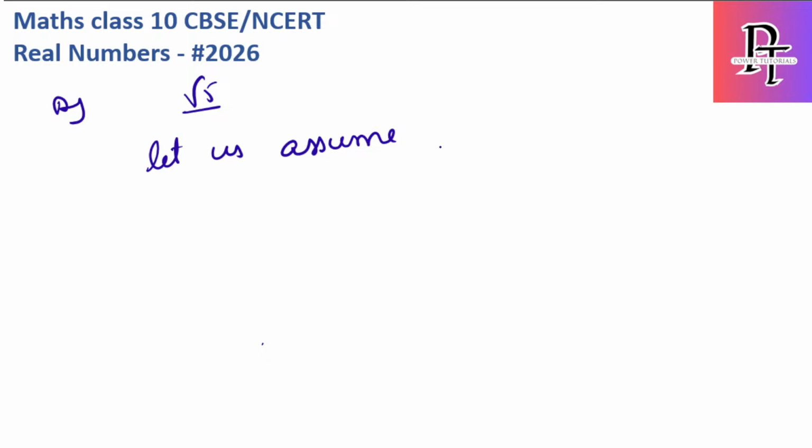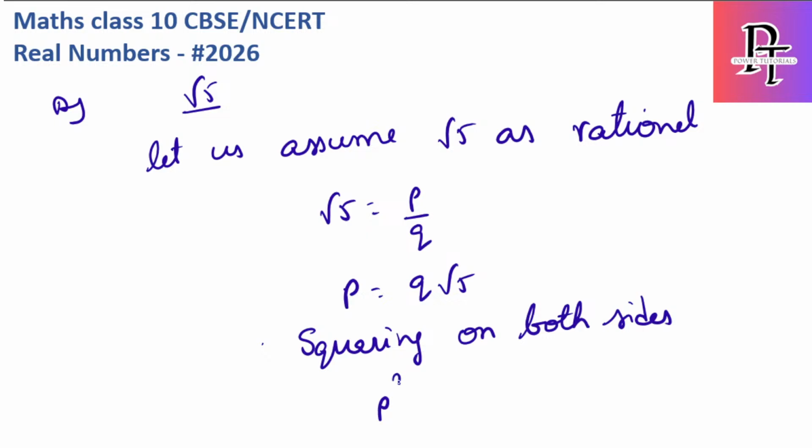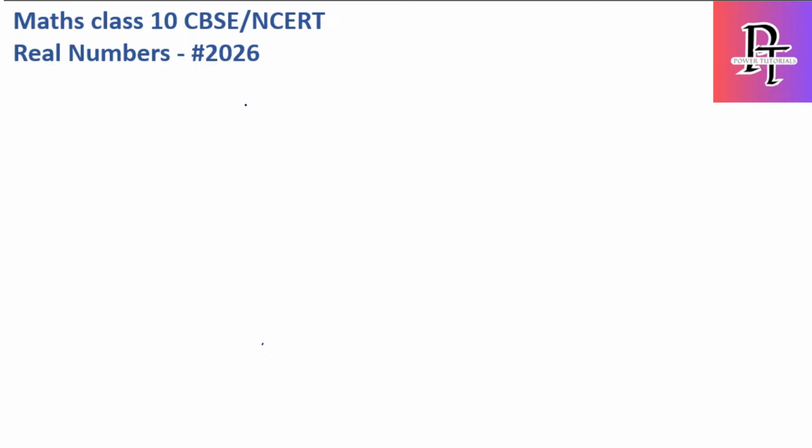Okay. So let us assume root 5 as rational. So if any number is rational, how can I write? I can write it in terms of p by q. So p becomes q into root 5. Now I have to do squaring on both sides. If I apply squaring on both sides, it becomes p square is equal to q square into 5. The next step, I can write p square is equal to 5q square.